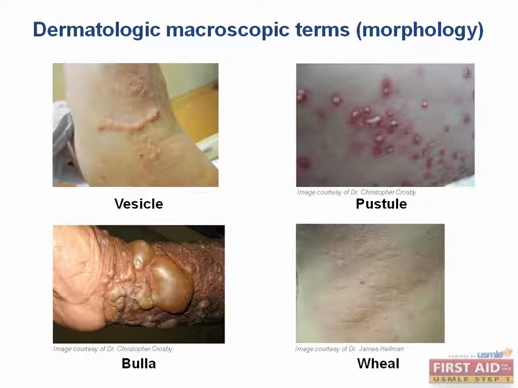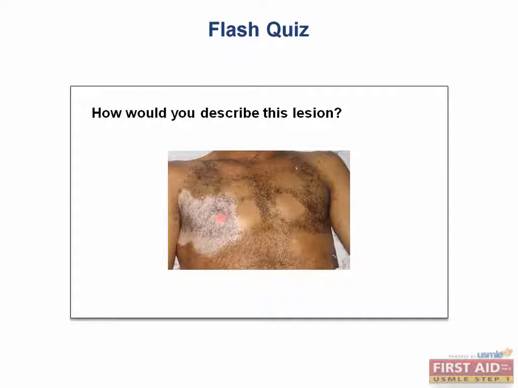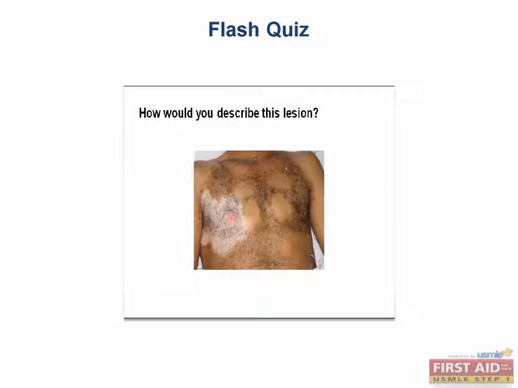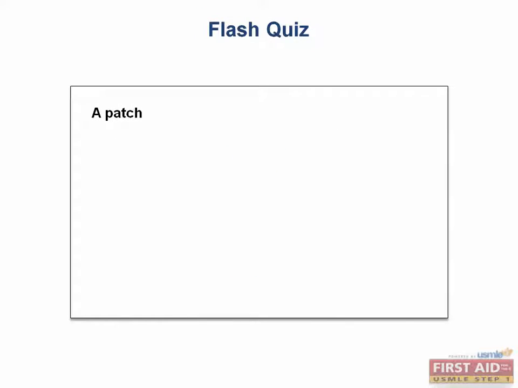A wheal is a vesicle that appears transiently. Now, what is a common cause of a wheal? Usually from a hypersensitivity reaction, like hives. Flash quiz. How would you describe this lesion? Well, this is a patch.